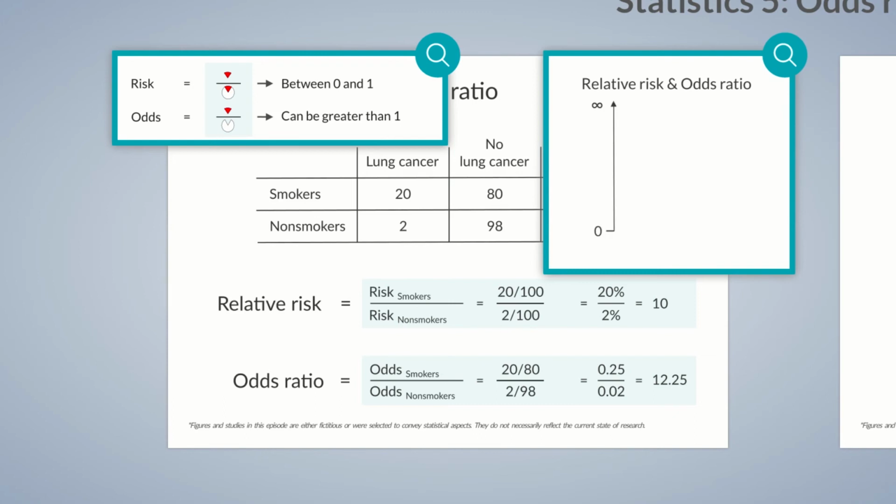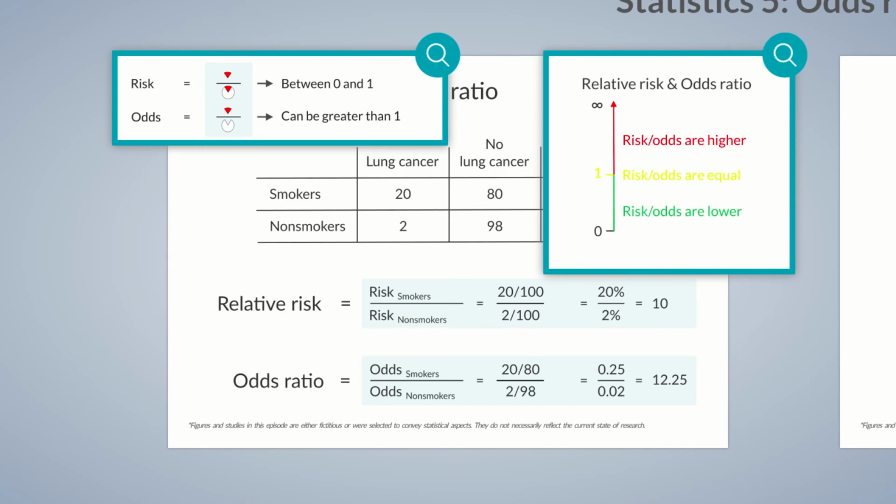A relative risk as well as an odds ratio of 1 means that both groups have the same risk or odds of developing the disease. In other words, exposure doesn't influence disease occurrence. If the relative risk or odds ratio is greater than 1, the disease occurs more frequently in the exposed group. If both are between 0 and 1, the disease is rarer in the exposed group. The latter occurs when exposition has a protective effect.